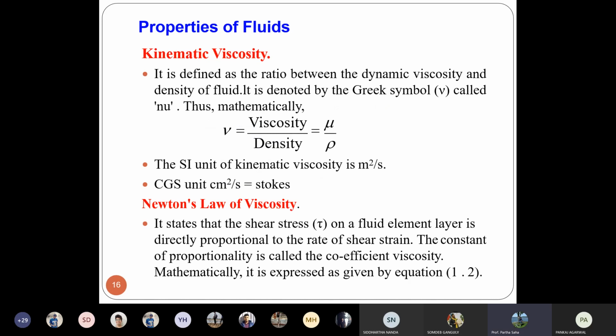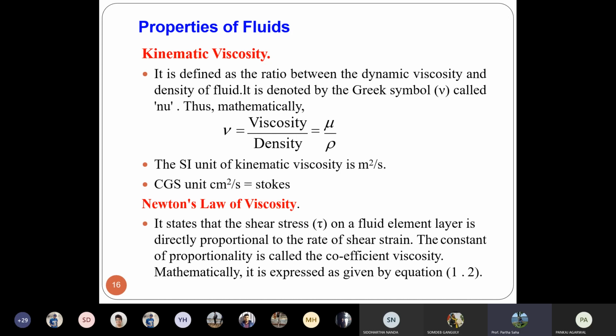This is where I'm talking about kinematic viscosity. It is nothing but the ratio of dynamic viscosity over density. Dynamic viscosity is given by the Greek symbol mu, so kinematic viscosity is viscosity by density, or mu by rho. The SI unit of kinematic viscosity is meter squared per second, and the CGS unit is centimeter squared per second, which is also called Stokes. If you convert into SI units, 1 meter is 100 centimeters, so 1 meter squared per second is 10 to the power 4 Stokes. Anyway, all this can be derived later.